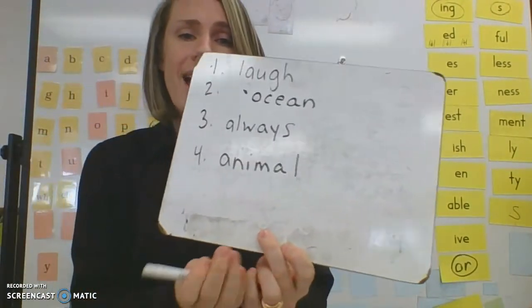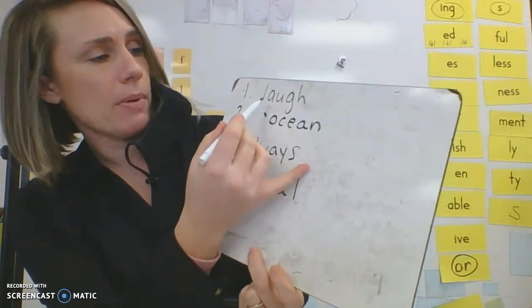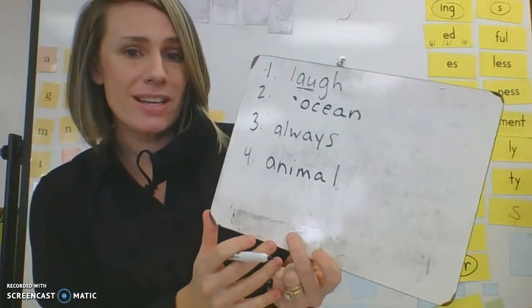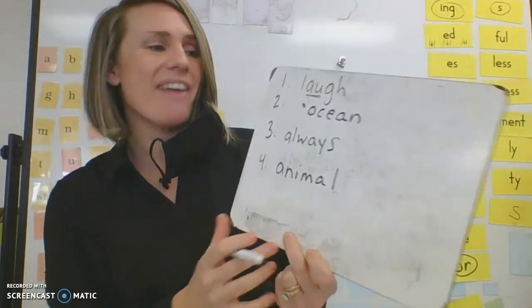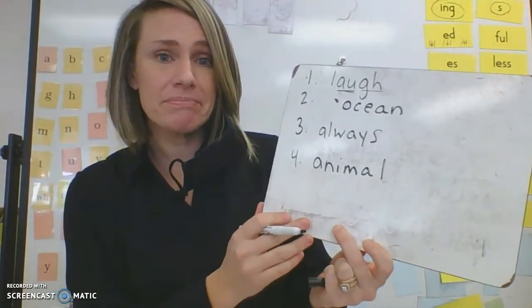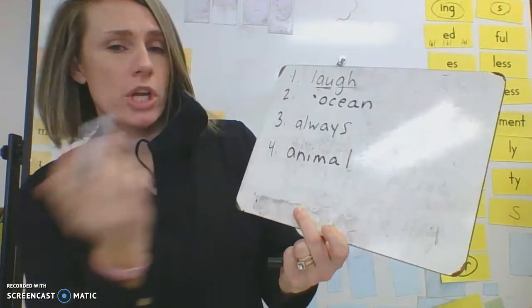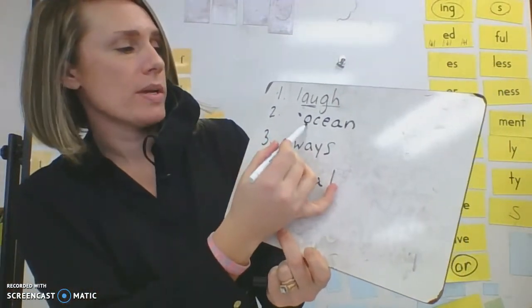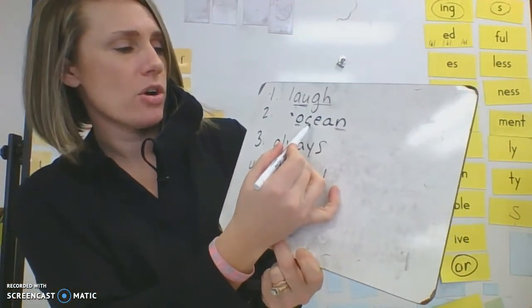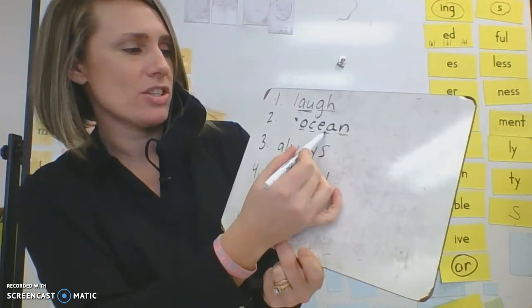Okay, here's the first one, laugh. There's a couple tricky parts. The L isn't, but the AU, that normally says ah. We don't say law, it's laugh. And then the GH is tricky too. It sounds like an F. Ocean, what's tricky in ocean? The O isn't, the N isn't, but it sounds like it should be SH. Ocean, and it doesn't sound like it should be an A.